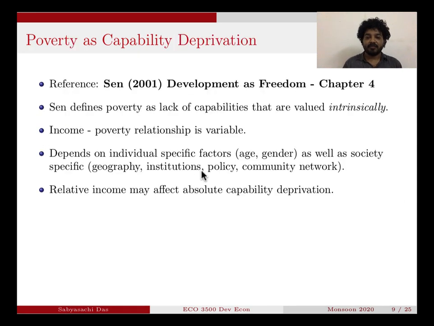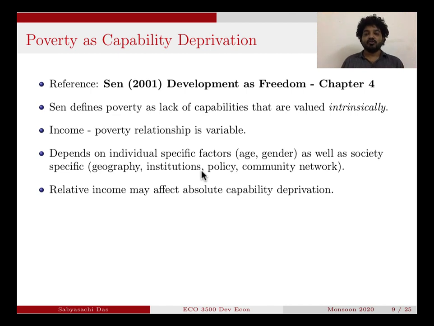Great. So now that we have talked about development broadly, let me start focusing on this concept of poverty that lies at the heart of development economics. Given the way Sen frames the very notion of development as this set of capabilities, you can think of poverty, which is a lack of development and a manifestation of it, as capability deprivation.